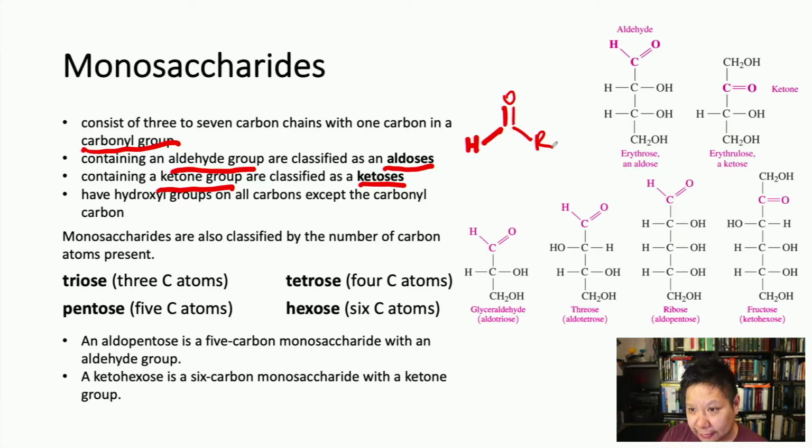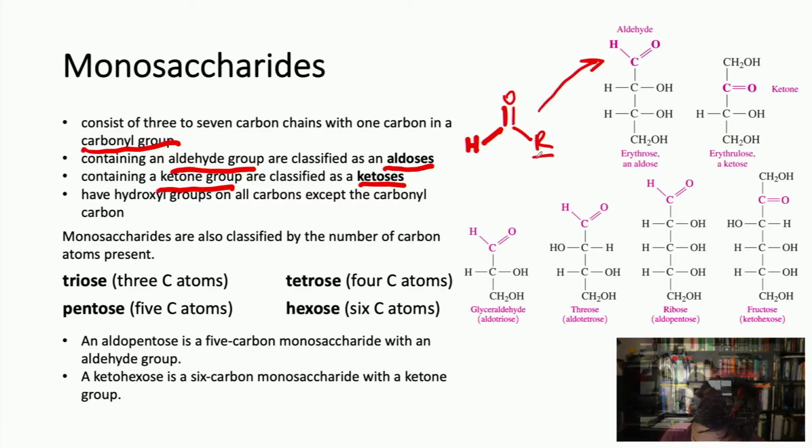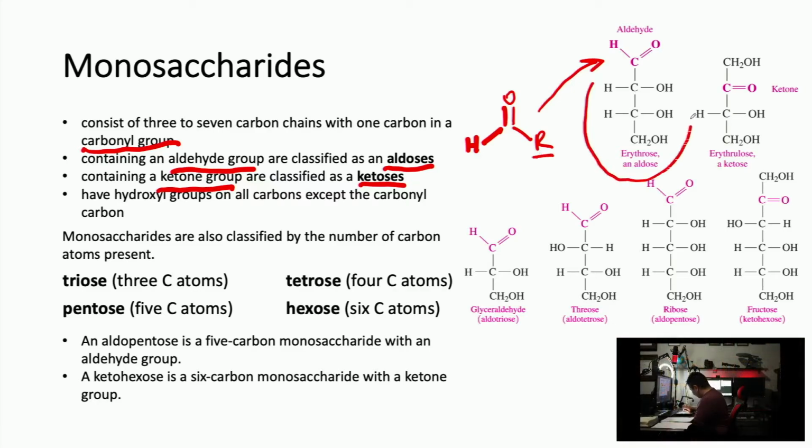That's an aldehyde. So that's what this is up here, right? And this R group that I just put here, that rest of the molecule, is the rest of this sugar right here. Okay, so that's an aldose. That sugar is erythrose, and it is considered an aldose. Okay, remember what a ketone is. A ketone is a carbonyl group that has R groups, or the rest of the molecule, on both sides.